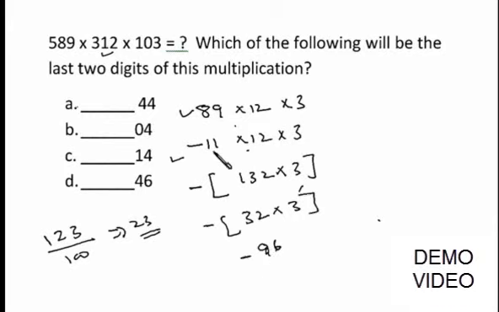So if I divide this expression by 100, I'll be getting the remainder as minus 96. But the remainder cannot be negative. So what will be the remainder? That is 100 minus 96, or I can say 04. So the last two digits of this product will be 04, and the last two digits of this product will also be 04. So that's why this is the correct option.